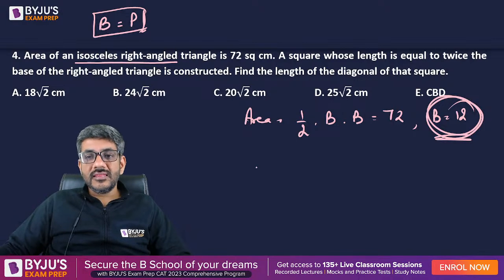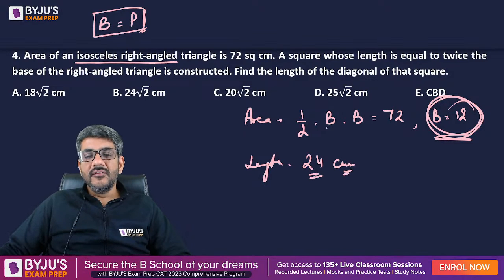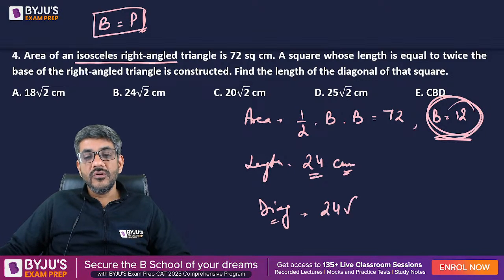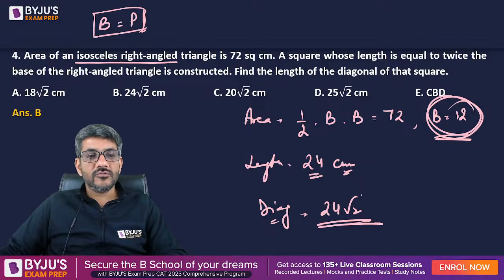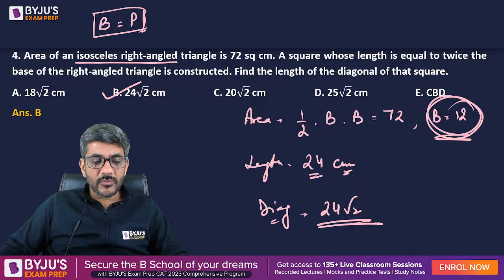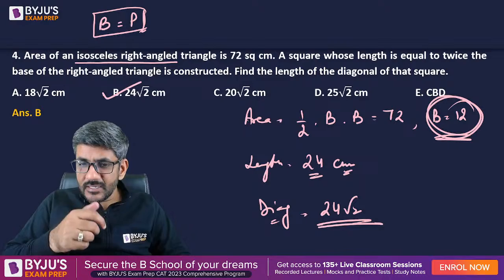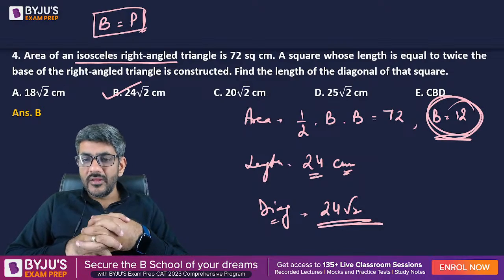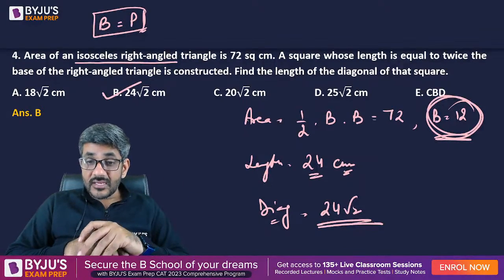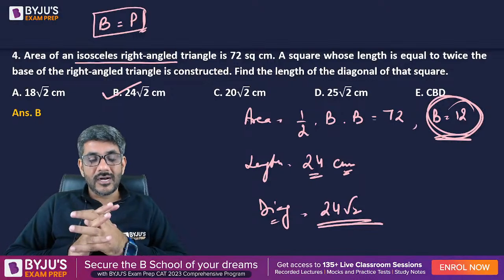A square whose length is twice the base of the right angle triangle is constructed. So square की length कितनी हो गई? It is twice of 12, that is 24 centimeters. Find the length of the diagonal of the square. Diagonal of the square होता है side root 2. So side root 2 is 24 root 2. So my answer for the question is option B, 24 root 2. Very simple question, should have been answered by many of you. Okay, I see Chetan, Arcade, Babu Rao and Om Bagal had also answered this.